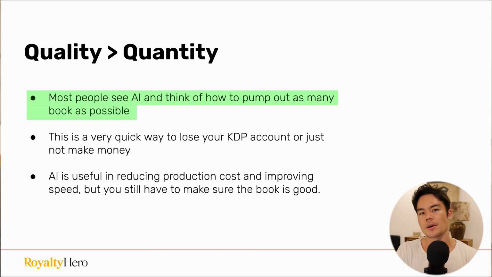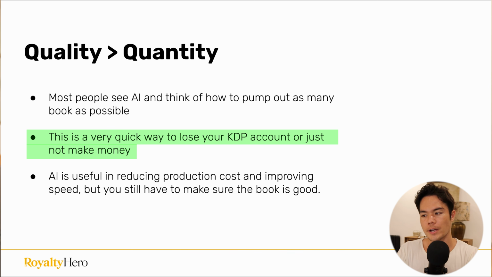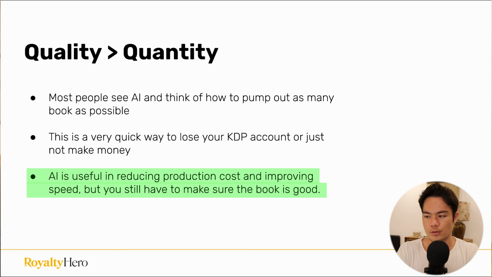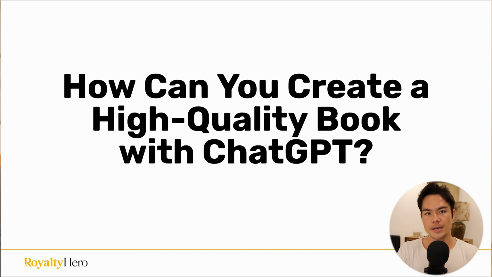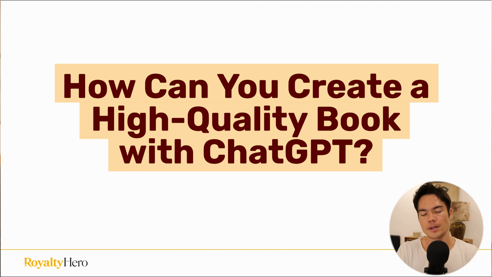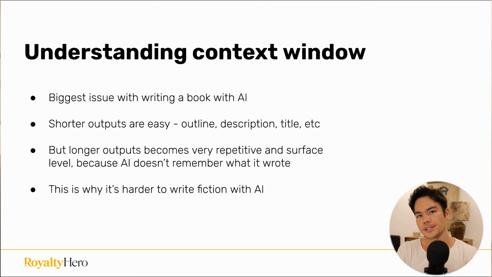So when most people hear about AI and how it can write books for you, they think of how to pump out as many books as possible. And honestly, this is a very, very quick way to lose your KDP account or just not make money at all. So AI is very, very useful in reducing production costs and improving the speed of writing the book, but you still have to make sure that the book is good. So the big question is, how can you create a high quality book with ChatGPT? So let me show you exactly how to do that.